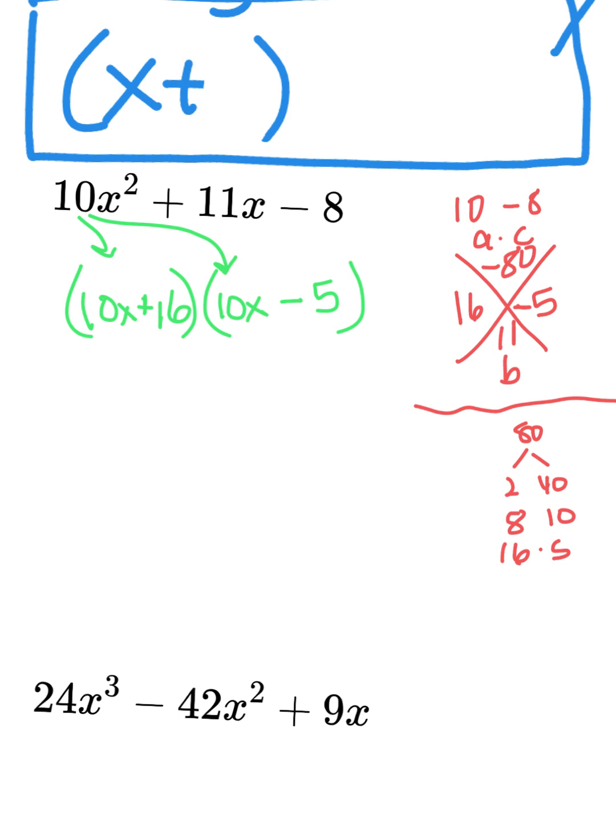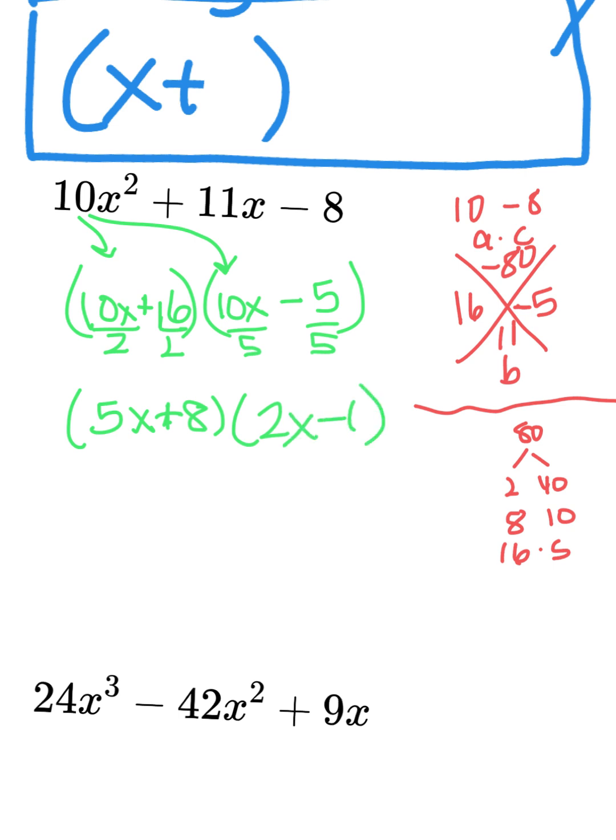Okay, so same as before, I need to look at each of these sets of parentheses. Between the 10 and the 16, I can actually divide out a 2. So when I do that, that's going to get me now 5x plus 8. And then on the other side, if I look at the 10 and the 5, I can divide out 5 from both of those. So that's going to give me 2x minus 1. Okay, so there is my final answer.